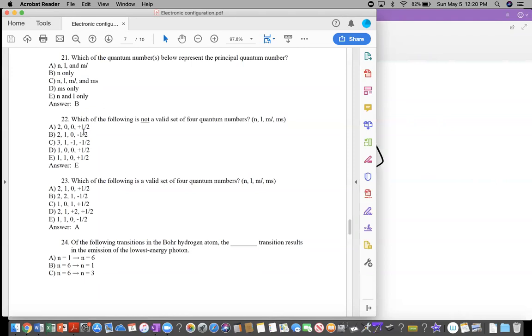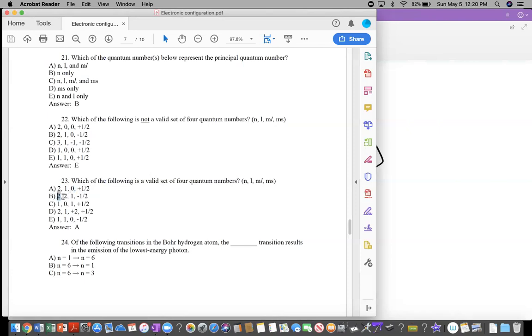Right. So here we can see the last one is not valid because a value of L equal to 1, which is equal to n, is not possible because it stops at n minus 1. And if you look at number 23, which set is valid? So here, let's see. 2, 1, 0, plus half. Does that look valid? Yeah, that looks valid. Everything's right, because this number is less than 2. That's good. This number is within the negative L to positive L range, which is negative 1 to positive 1. That's good. And this is plus half, which should be good.